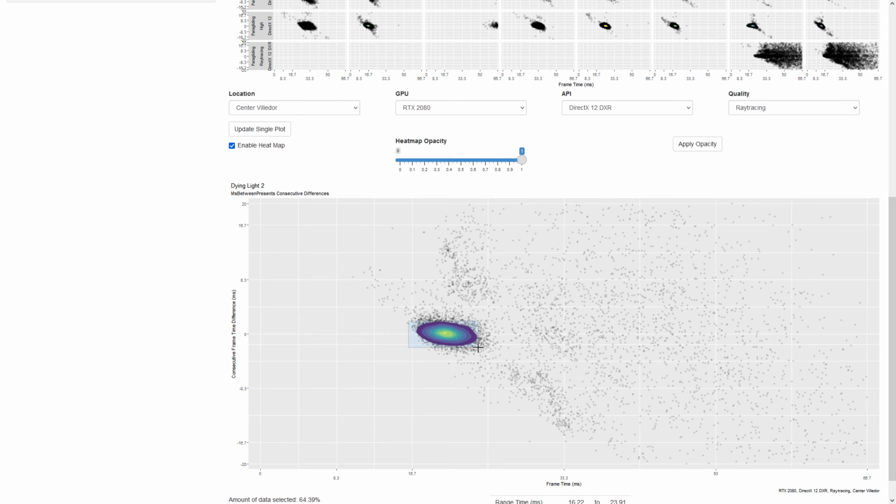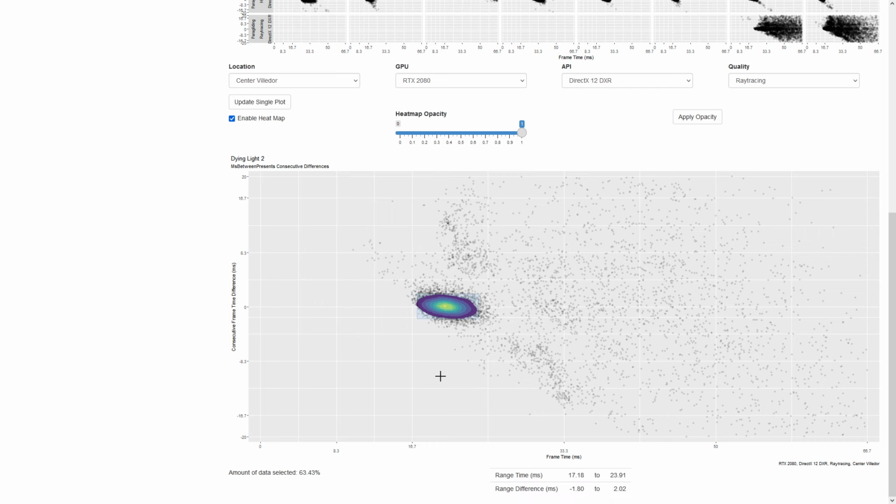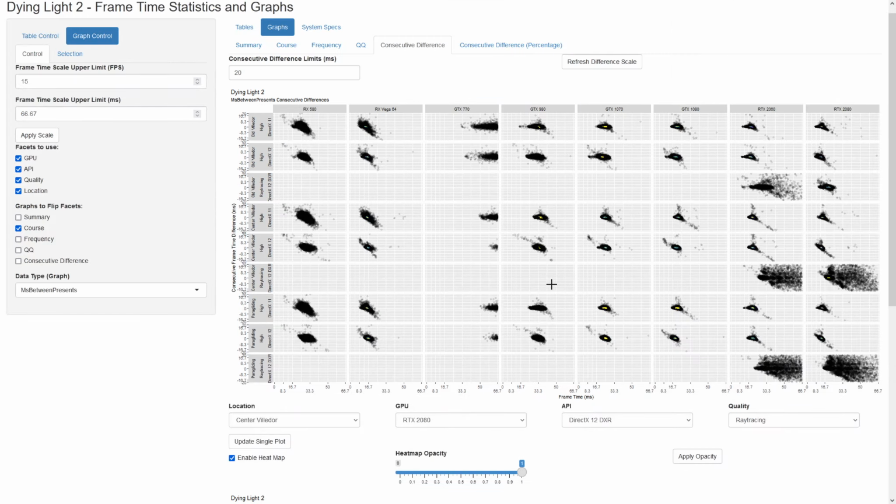I can try to dial in just on the heat map itself. There. I think I'm clipping it a little bit on this side, but I'm also stretched on this side. So yeah, 63% of the data is in the heat map. That means 36.5% of the data is all right here. That's not good. That's a lot of stutter. You are going to feel that. And that's what this graph gets to tell us.